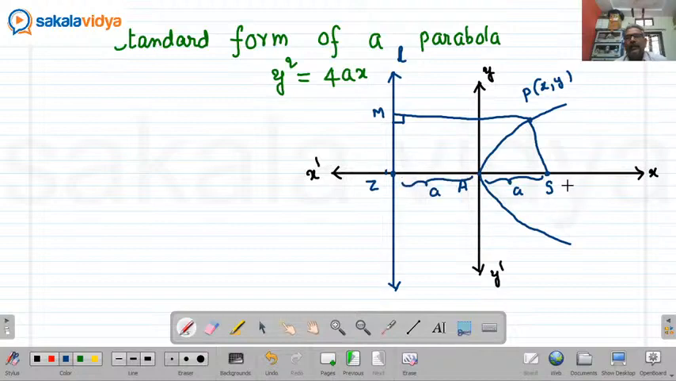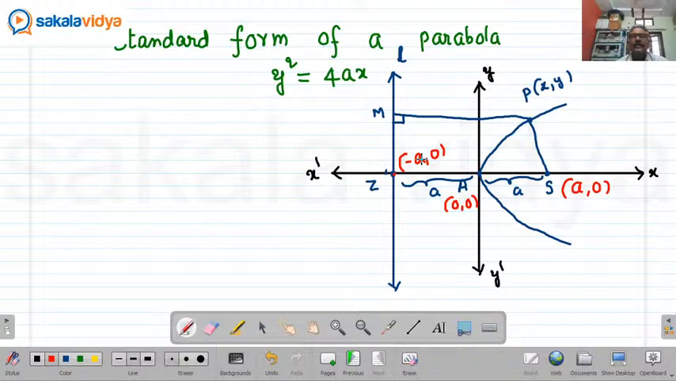So now let us write the S coordinates. S coordinates are (a, 0) because it lies on the x axis. The distance from the origin to this point S is a. Obviously the vertex coordinates will be (0, 0). The Z coordinates will be to the left of the origin, so Z is (-a, 0).